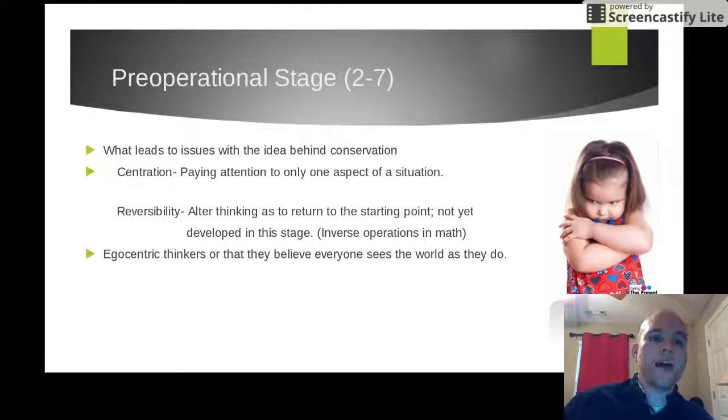What leads to issues with the idea behind conservation? Centration, which is paying attention to only one aspect of a situation, and reversibility, altering thinking so as to return to the starting point, which is not yet developed in this stage. Inverse operations in math are a good example. If we add, we can subtract to get back to our original value. If we multiply, we can divide, or if we divide, we can multiply to get back to our starting point. This is something children at this point have not grasped yet. They are also egocentric thinkers, believing everyone sees the world as they do.